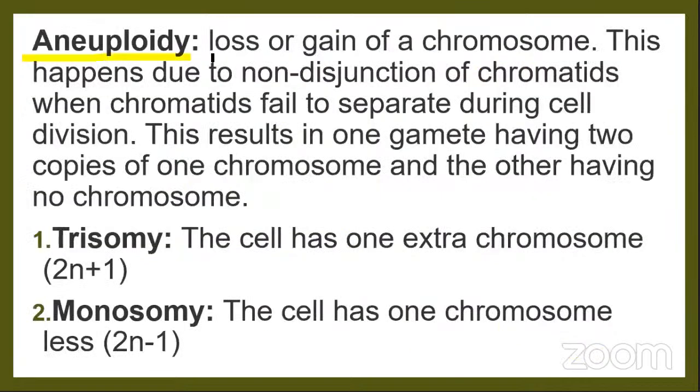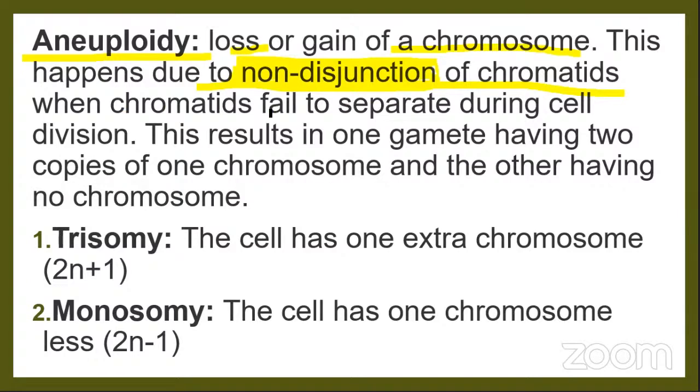Now let's discuss what aneuploidy is. Aneuploidy means the loss or gain of a chromosome. This happens due to non-disjunction of chromatids. You have to remember this particular word, non-disjunction. So what is non-disjunction all about? To know this, we have to study cell division, and under cell division, we must study the meiotic divisions. So let's discuss that.